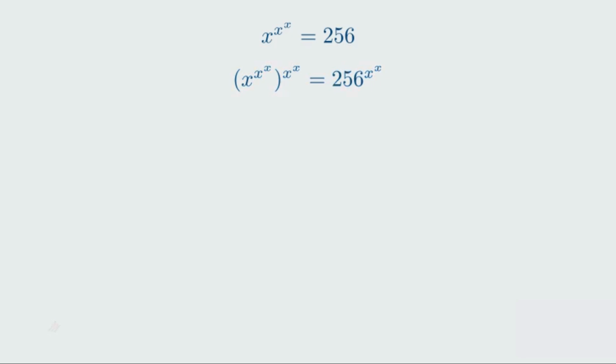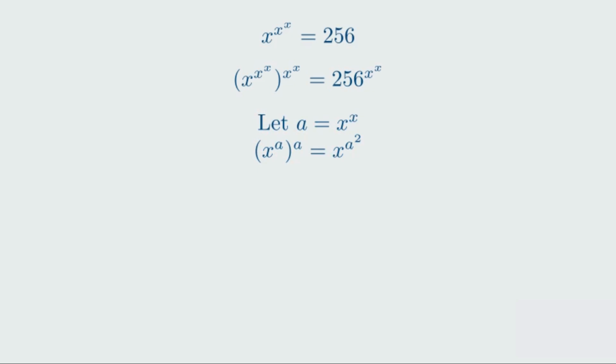Let's simplify the left side. Let's call the entire exponent x to the x by a letter, say a. So we have x to the a, to the a. Using the exponent rule, a to the b, all to the c, equals a to the bc, this becomes x to the power of a times a, which is x to the power of a squared. This is x to the power of x to the x squared.